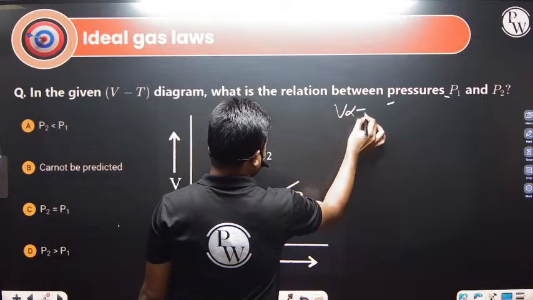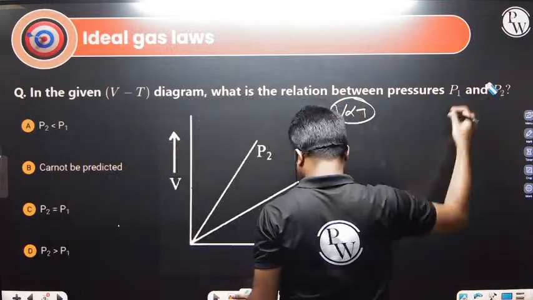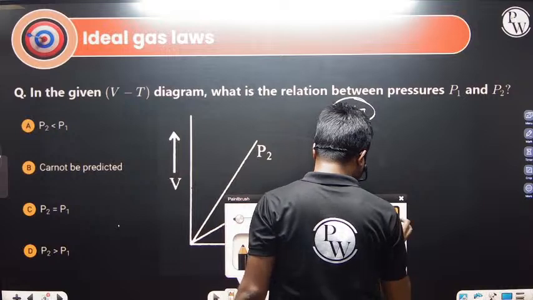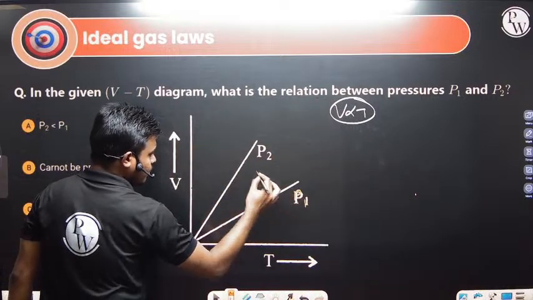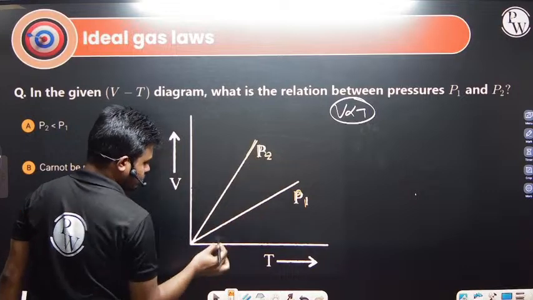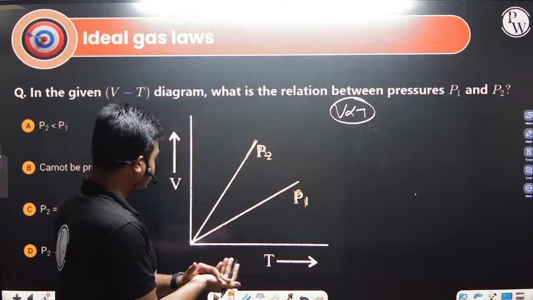The graph shows volume is proportional to temperature, so this graph is happening at constant pressure. So we have different types of pressures. At this point pressure is P1, at this pressure is P2, and we want to calculate which is having higher value, P1 or P2.